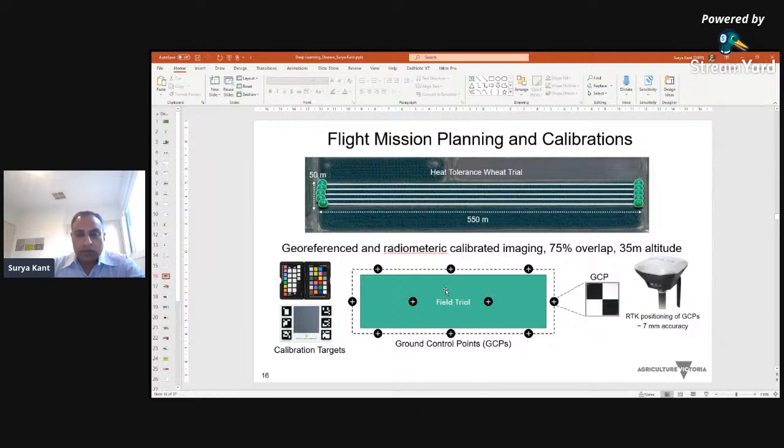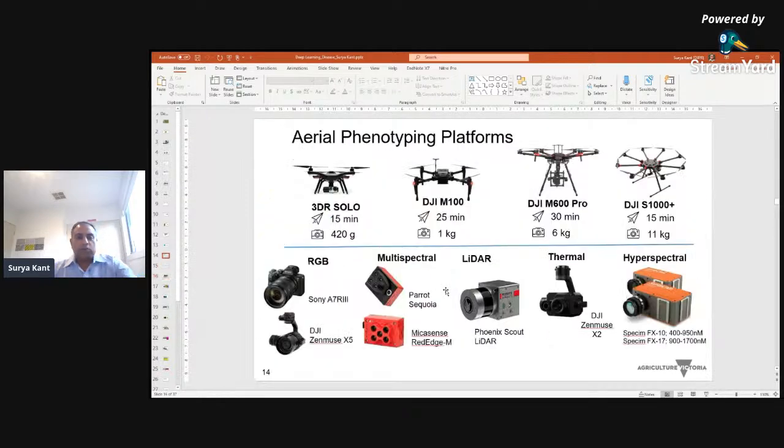All right, so I will just go a little bit here. These are the different aerial platforms, ranging from small to big ones, with different flight times, different payload capacities, and different cameras: RGB, multispectral, LiDAR, thermal cameras, and hyperspectral, which we are using for different traits, as I was mentioning previously. Sorry if you missed that one.